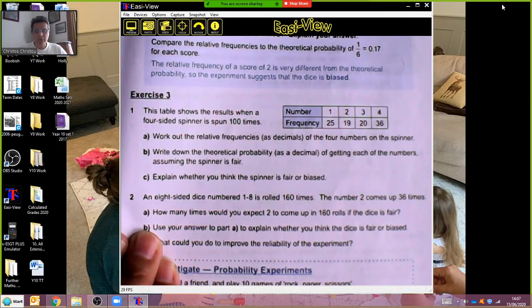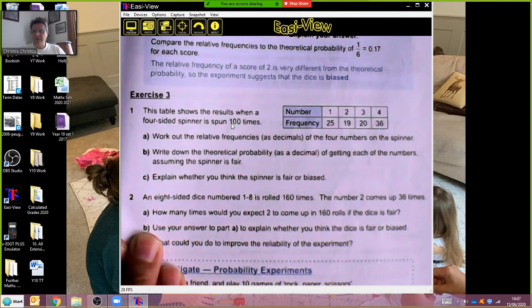So continuing with relative frequency, for question one, it's very straightforward. Work out the relative frequencies as decimals for each one of these. What's the probability of landing on a 1? 25 out of 100, Brendan. That's straightforward, and 25 out of 100 is 0.25.